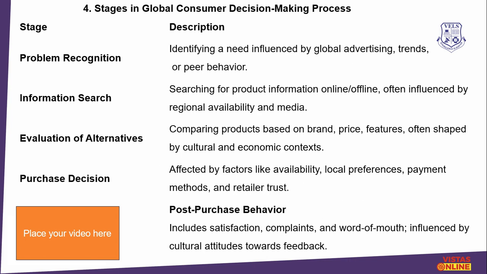Stages in the consumer decision-making process. Problem recognition: identifying a need influenced by global advertisement, trends, or fear behavior. Information search: searching for product information online and offline, often influenced by regional availability and media. Based on media influences, people search for information and go for the evaluation of alternatives, comparing products based on brand, price, and features, often shaped by cultural and economic context.